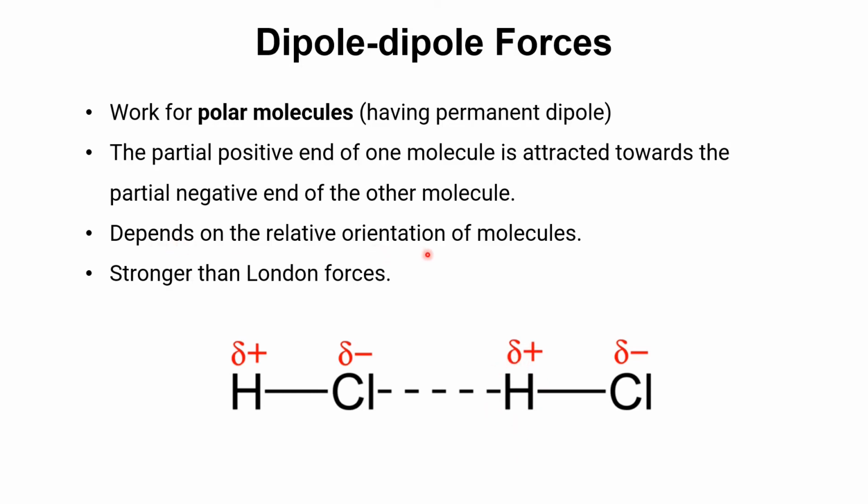It depends on the relative orientation of the molecules. The orientation of both molecules should be such that the delta negative charge is close to the delta positive charge of the other molecule. And these are stronger than London dispersion forces because these are present in molecules which already have a dipole, whereas London dispersion forces are present in non-polar molecules where the dipole has to be introduced.